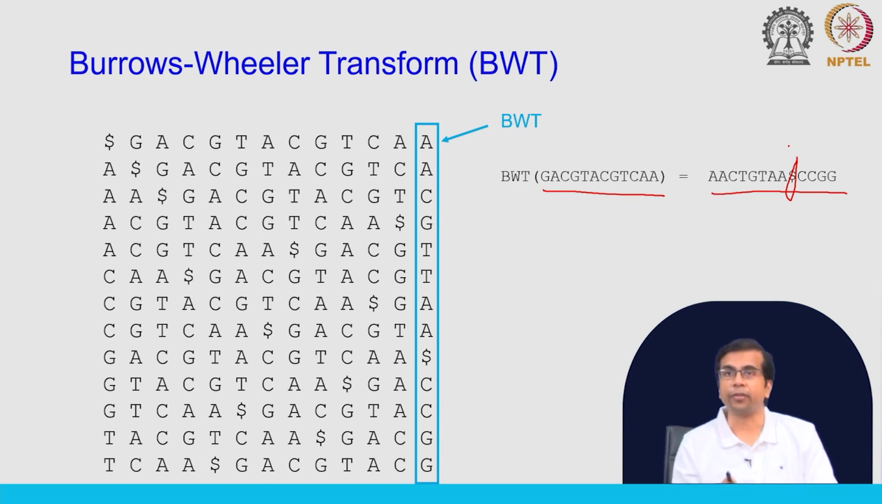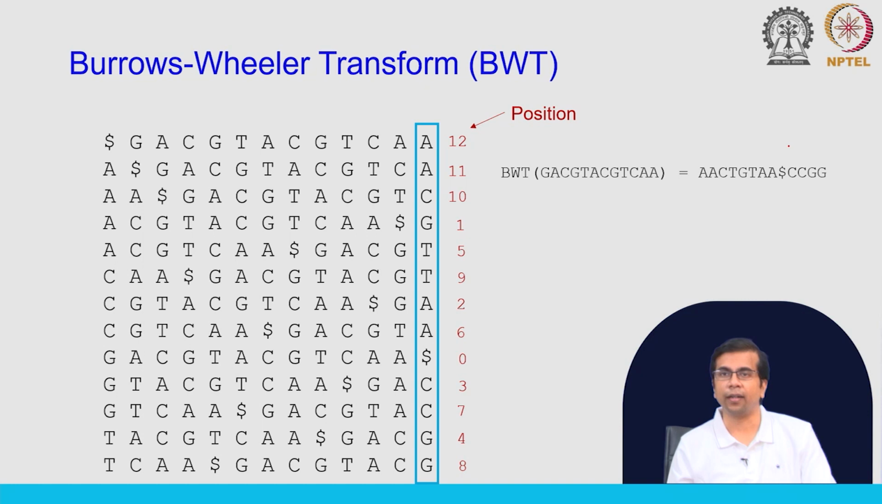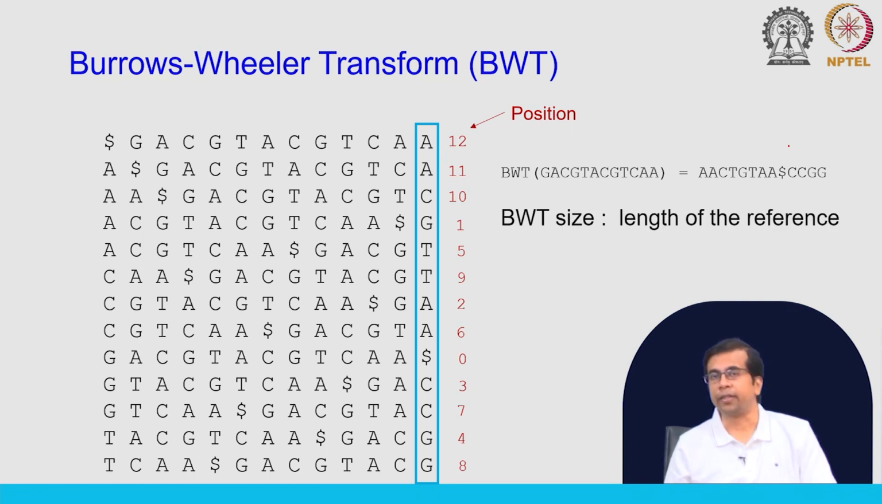So, this is the Burrows-Wheeler transformation of the original string, and we will utilize this information to actually do the mapping. It turns out there are certain properties of this transform. BWT has certain properties that we can utilize to do read mapping. We can also keep track of the positions of each of these letters and store these positions. Again, this will probably not take too much memory or storage space. So, what we have discussed is that the BWT size is the length of the reference.